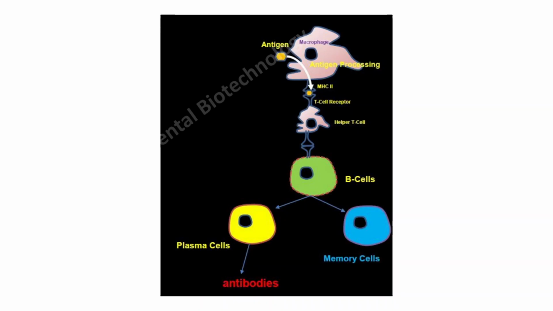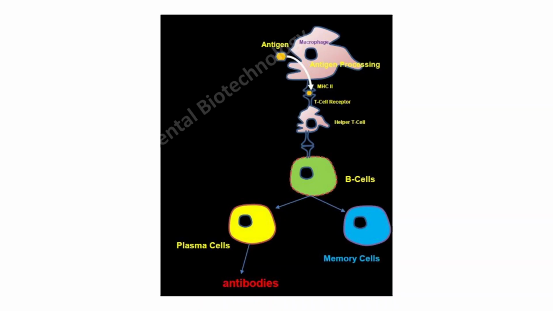Memory cells are the ones that I was talking about, where once you are immunized with a certain kind of antigen, your memory cells will remember that antigen, and whenever you are attacked by the same pathogen containing those antigens, your memory cell will recognize it as a pathogen and kill it. Plasma cells, on the other hand, are the cells that are directly producing the antibodies. So this antibody will then mediate the humoral immunity.